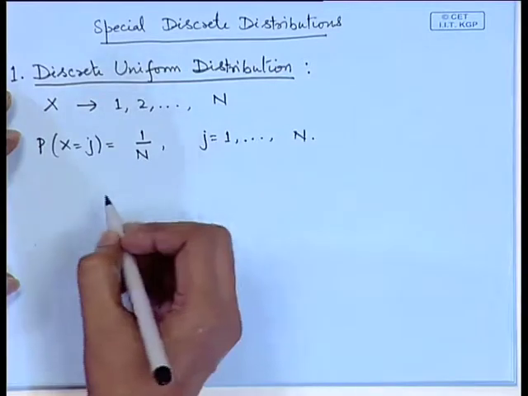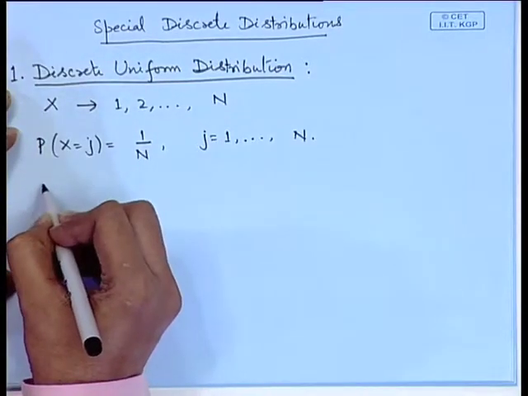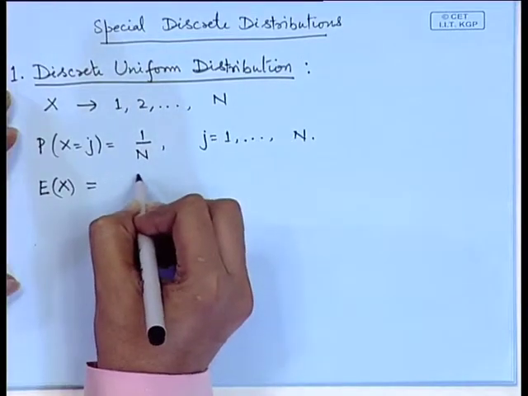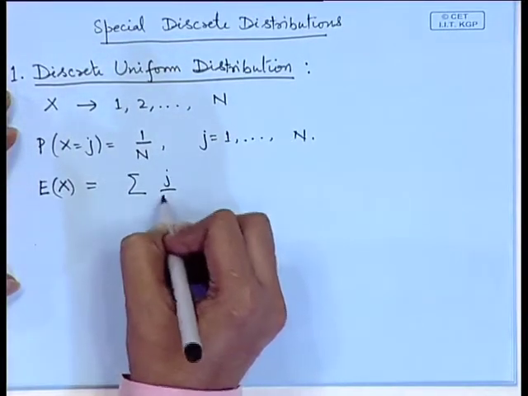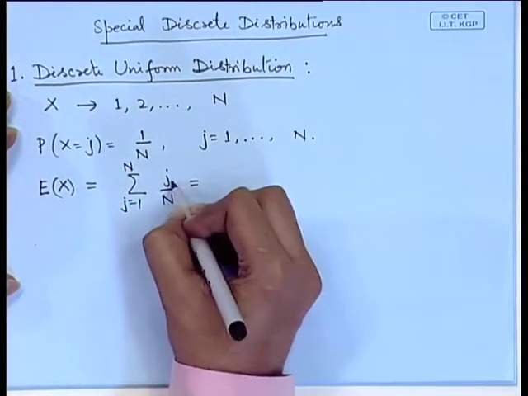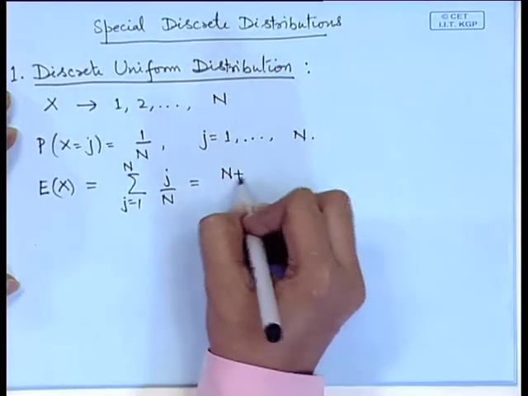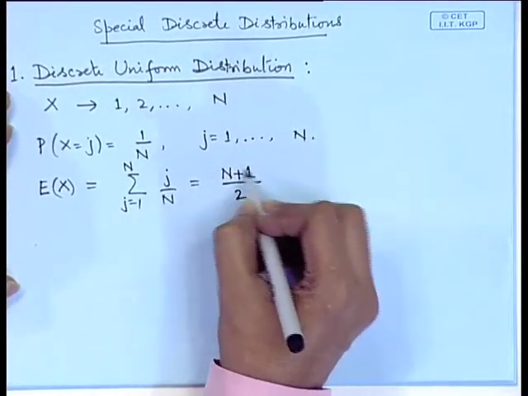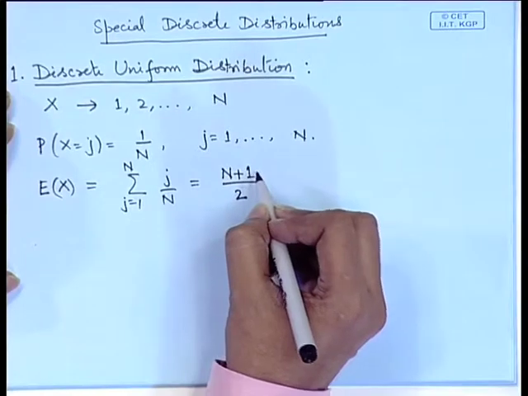Let us look at some of the features such as mean, variance, etc. So, let us look at mean. Mean of this distribution is sigma j by n, j equal to 1 to n. So, sigma of j is n into n plus 1 by 2. Therefore, you get the mean as n plus 1 by 2, which is appropriate because it is something like a middle point of the distribution.